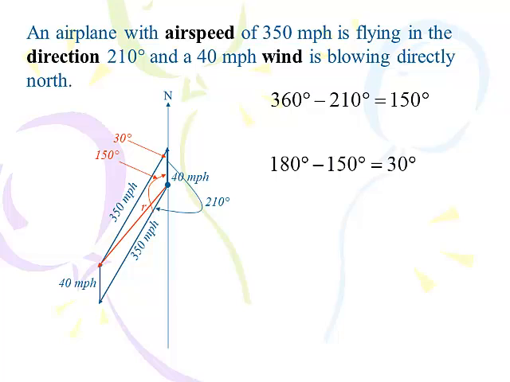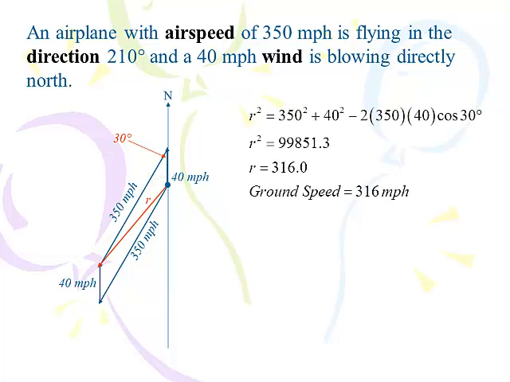We really don't want the angle between the two vectors, do we? We want the angle across from the resultant. And in a parallelogram, consecutive angles are supplementary. So 180 minus 150 is 30 degrees. That's the angle we'll use in our law of cosines equation. So r squared equals 350 squared plus 40 squared minus 2 times 350 times 40 times the cosine of 30 degrees. And you work it all out, and the ground speed's 316 miles an hour.